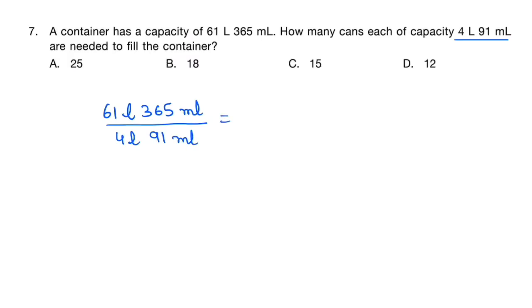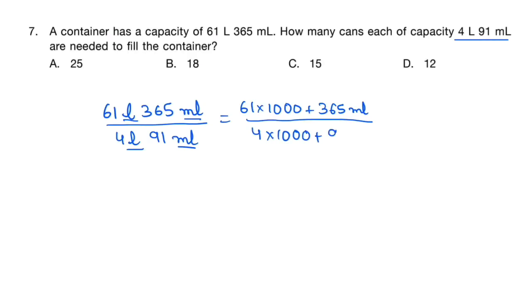Since one unit is liter and the other unit is milliliter, we'll convert the entire quantity into milliliters. So it will be 61 into 1000, since 1 liter is equal to 1000 milliliter, plus 365 milliliter, upon 4 into 1000 plus 91 milliliter.